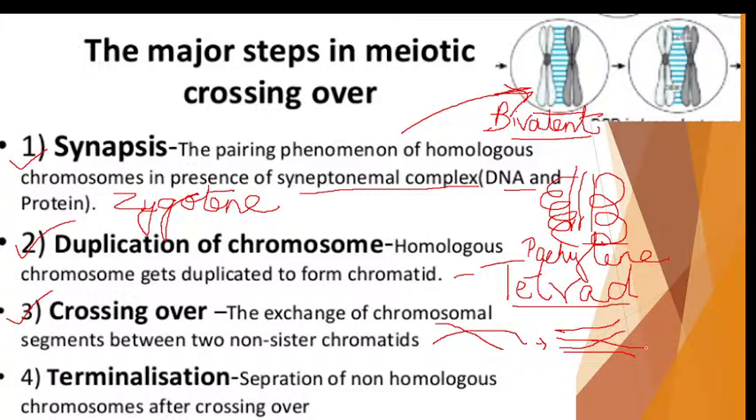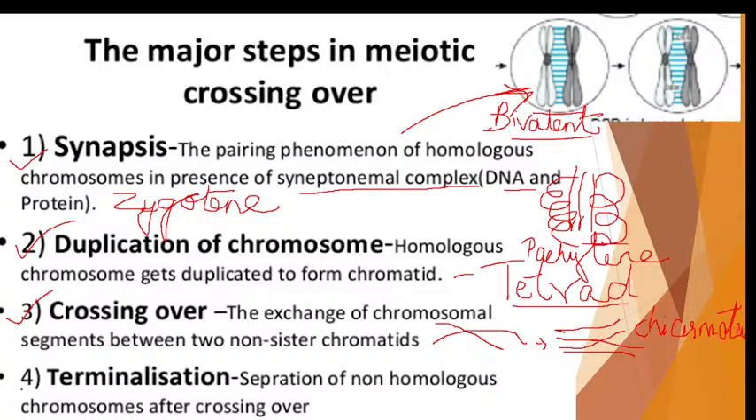That is happening, and the points where the physical exchange of chromosome takes place are called chiasmata. These terms are important. Chiasmata. The points where the crossover is happening, where the physical exchange of chromosome is happening, are called chiasmata. So, in the cytological crossing over, chiasmata is formed.